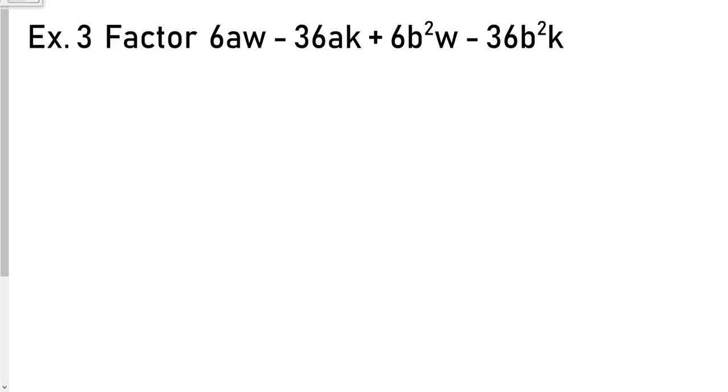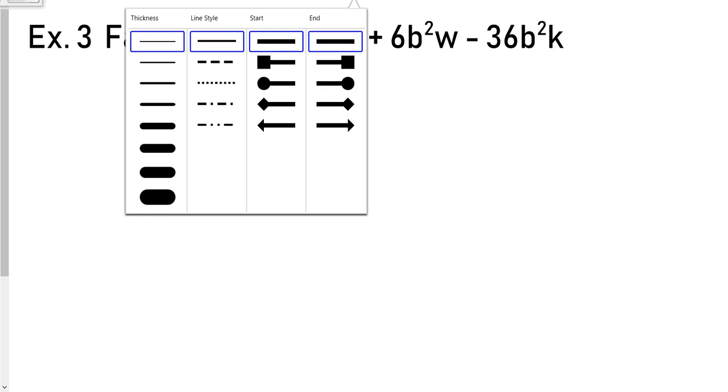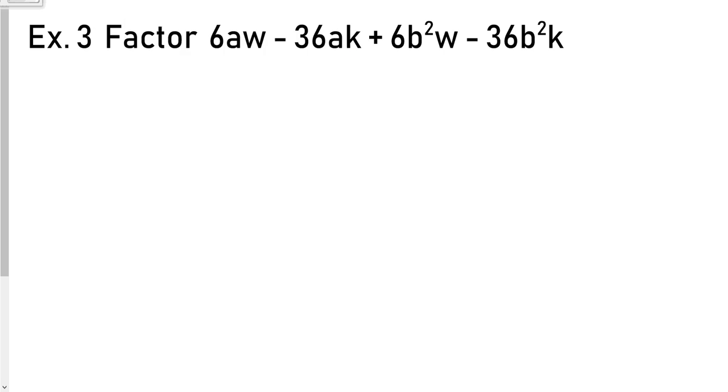All right, so let's go take a look at another one. Okay, this one looks weird. But remember, math is really just about applying the things that we already know to new ideas, topics, or problems. All right. So we've got some weirdo polynomial that's 6aw minus 36ak plus 6b squared w minus 36b squared k.